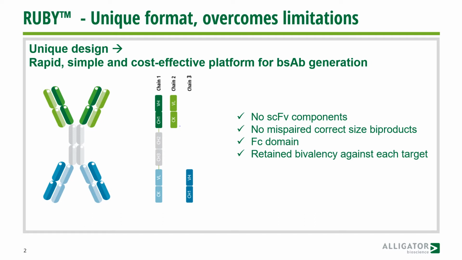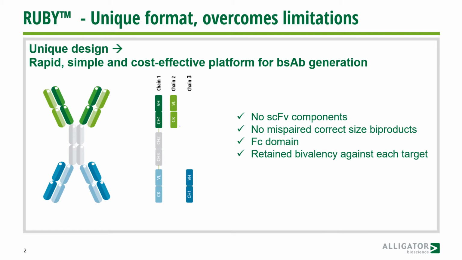Briefly, RUBY bispecific antibodies are of the appended IgG class of bispecific antibody formats. Fab domains are linked through their light chains to the C-terminal end of their IgG molecules, and this presents several benefits. The lack of the single-chain fragment components allows for a plug-and-play capacity, meaning there is no need for lead optimization, and new bispecific antibodies can be generated in shorter timelines.